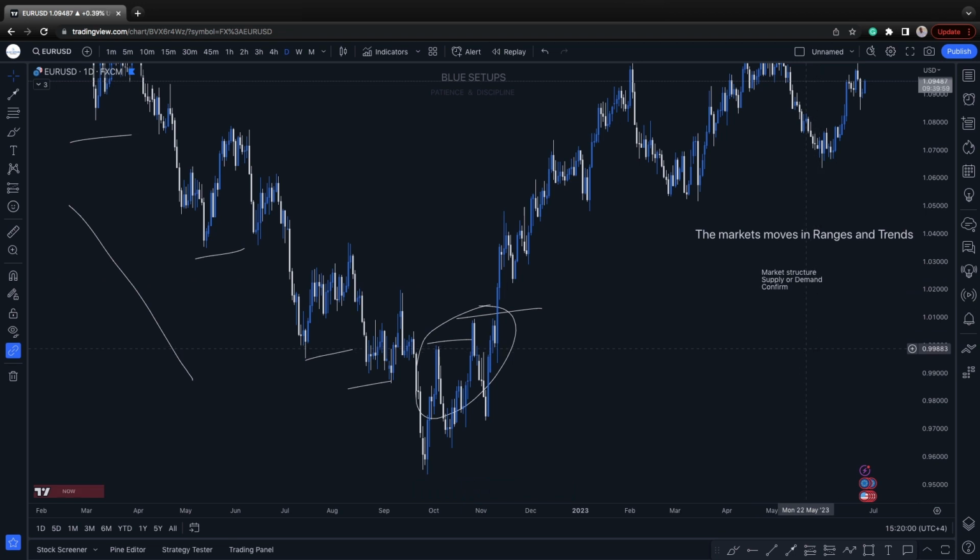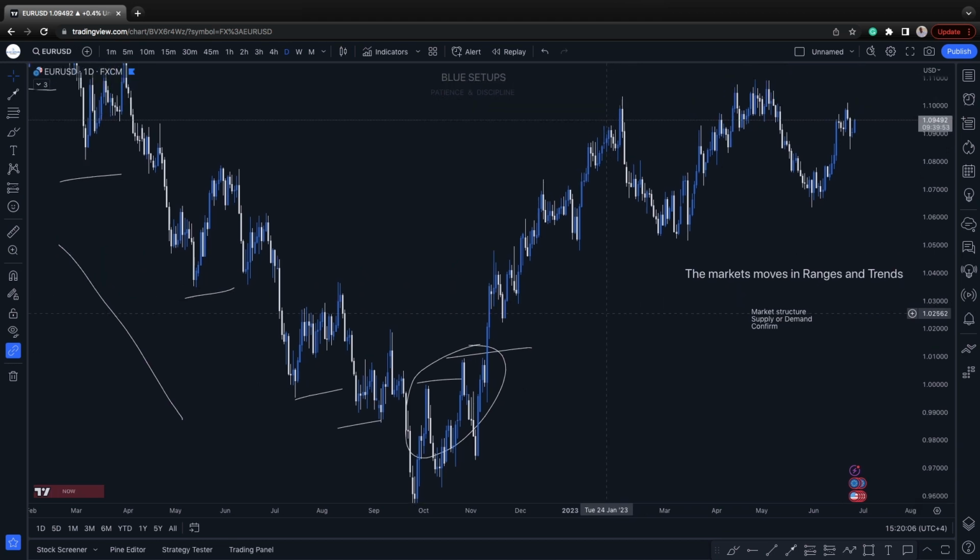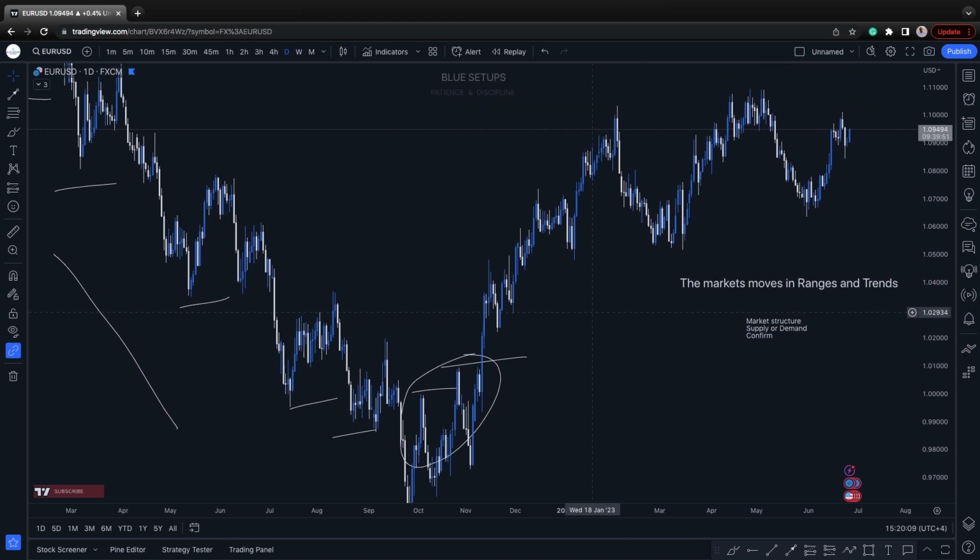It doesn't mean you should find any random breaks in the market and say there is a break of market structure. No. As for me, I always and always start my analysis on higher time frames. So this is EURUSD on the daily.